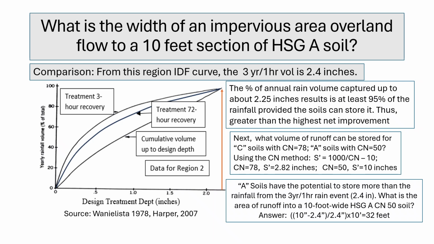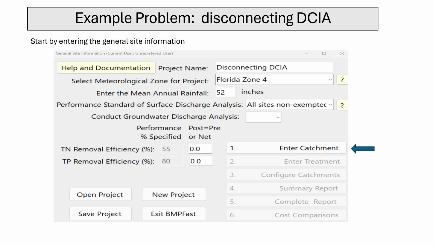less additional capacity. As an exercise to deepen your understanding, you could calculate the width of overland flow that can infiltrate a 10-foot wide segment of soil for different curve number values, using the same principles we just discussed. Let's begin our example problem, which focuses on disconnecting DCIA.